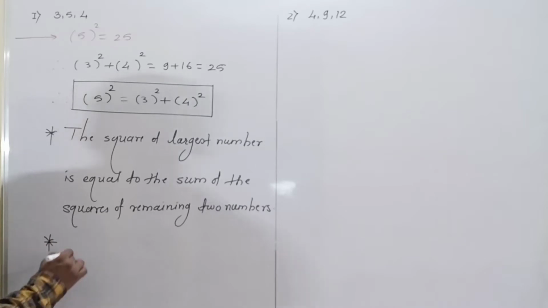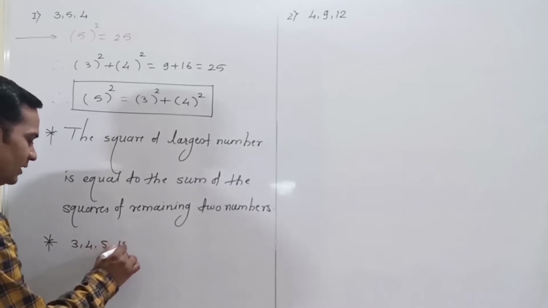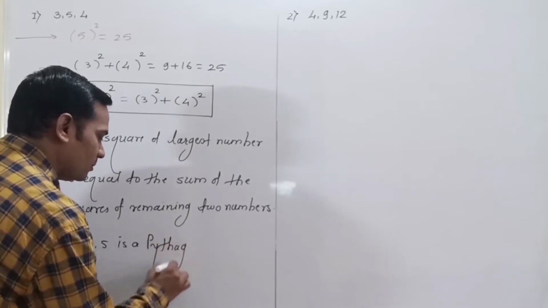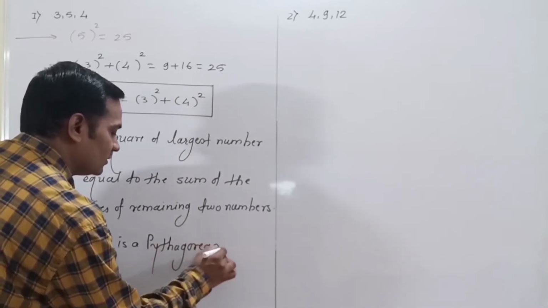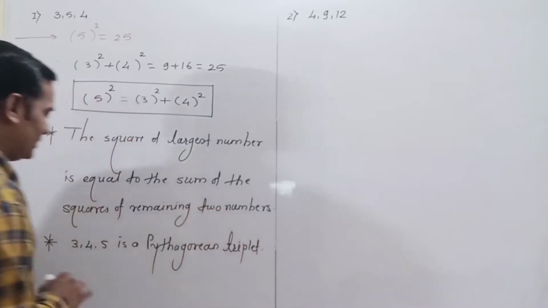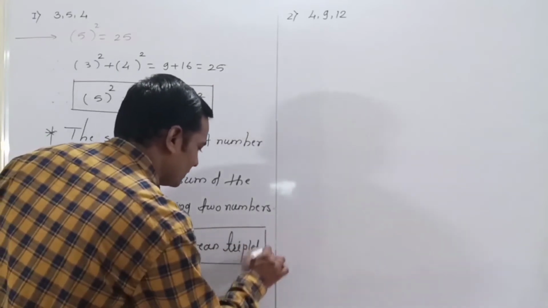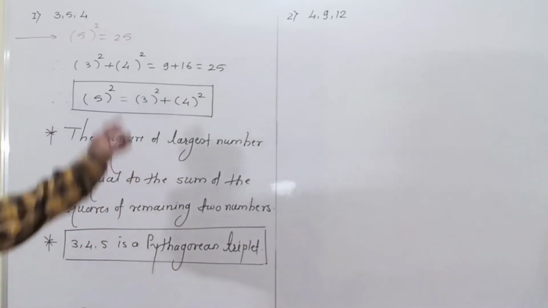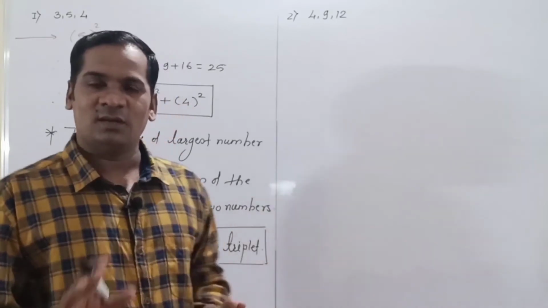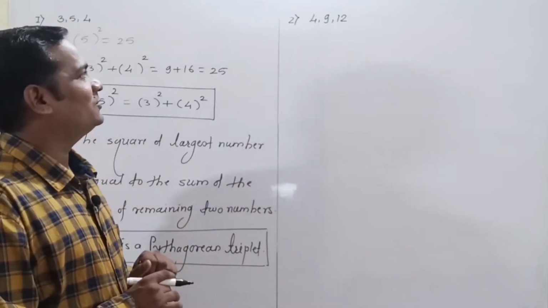So this answer will be: 3, 4 and 5 is a Pythagorean triplet. In this way we can easily find out whether the given three numbers are a Pythagorean triplet or not. The only condition is that the square of the largest number should be equal to the sum of the squares of the remaining two numbers. So let's check in case of these three numbers.